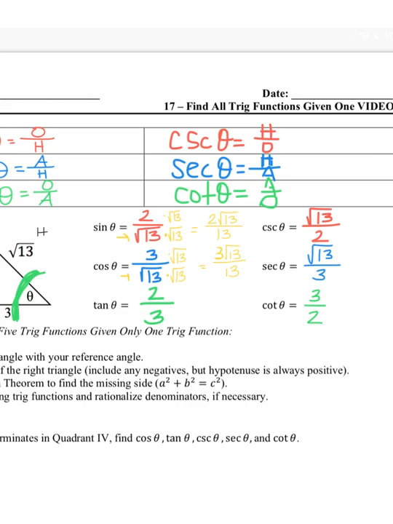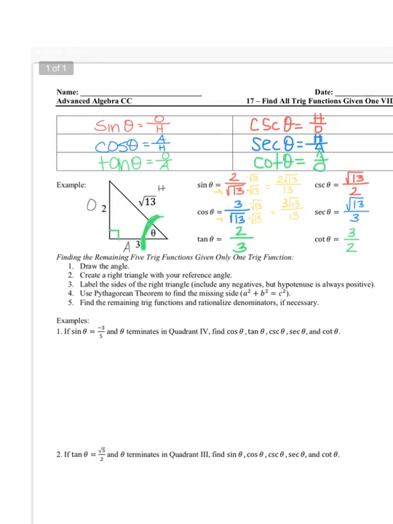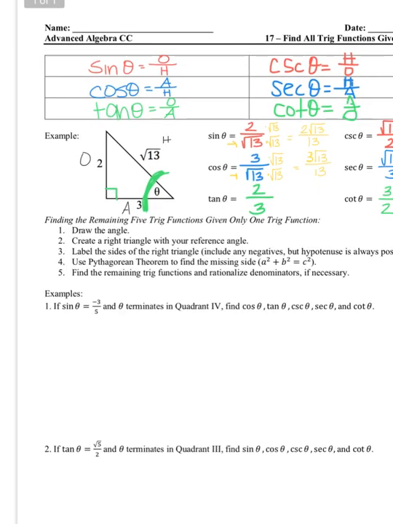Okay? So you're going to need all of that to do what we're actually doing today. What we're doing today, I am going to give you one trig function. So for example, I'm going to tell you what sine is, and then you're going to have to tell me what's cosine, what's tangent, what's cosecant, secant, and cotangent. The hardest part is in these first 3 steps.